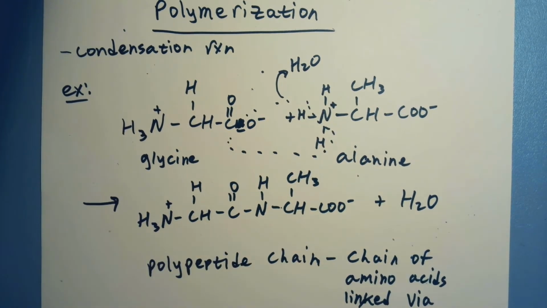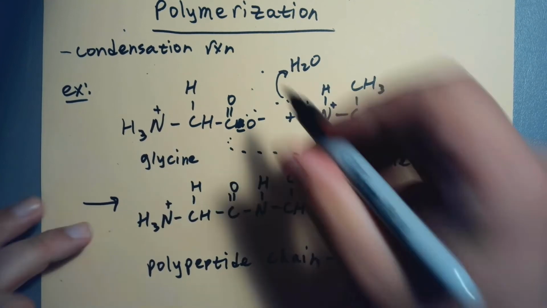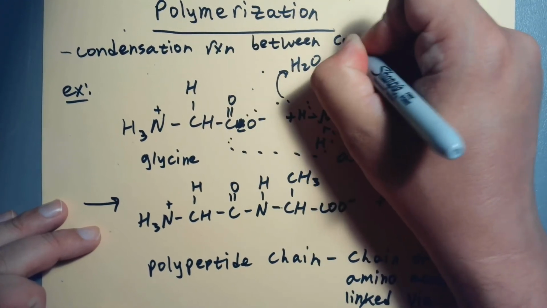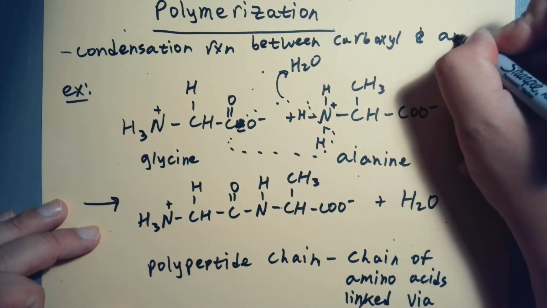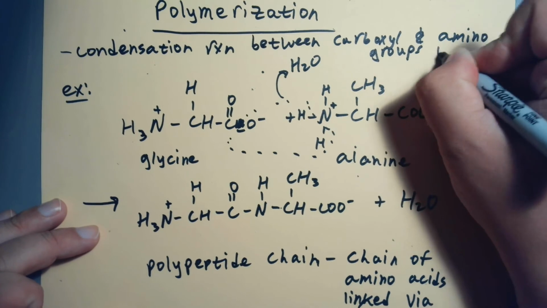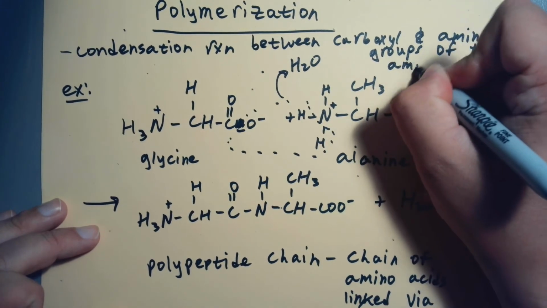Okay, so that's the first idea. So polymerization is just a condensation reaction. I'll write this out. Between the carboxyl and amino groups of two amino acids.